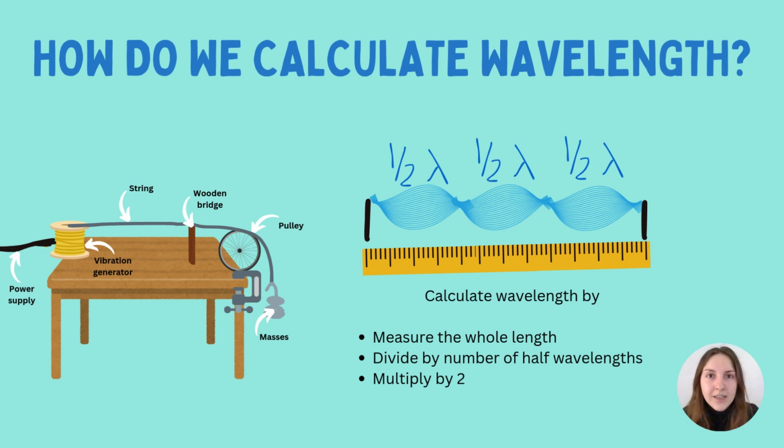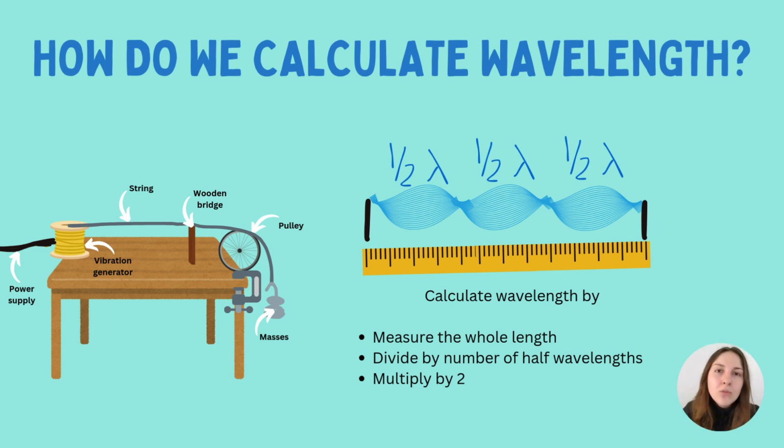Then you want to divide that number by the number of waves that you see in terms of half wavelengths. So we have 3 half wavelengths here, and our total length is 30 centimeters or 0.3 meters. So we divide 0.3 meters or 30 centimeters by 3 because we have 3 half wavelengths. So 30 divided by 3 gives us 10 centimeters or 0.1 meters.